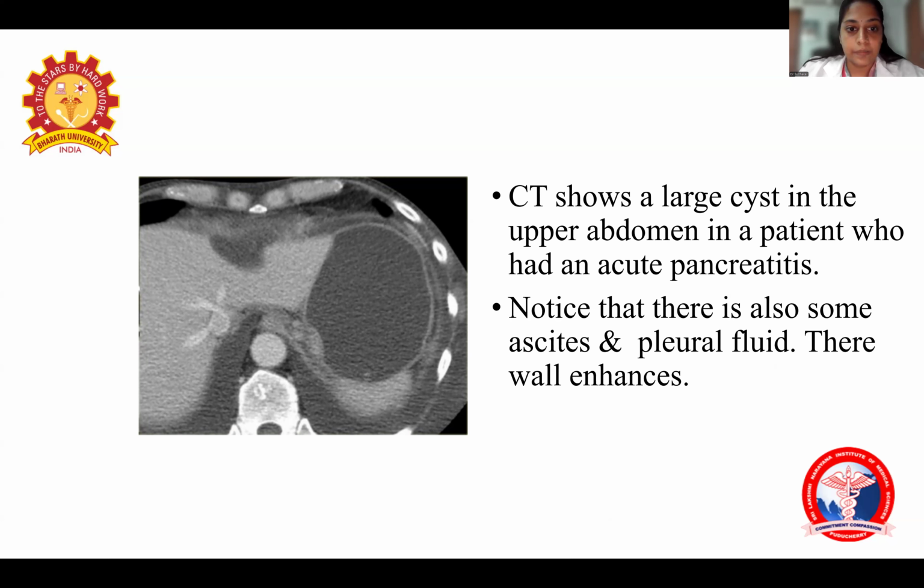acute pancreatitis. How do we say acute pancreatitis? We can see that there is effusion here. There is pleural and ascites. So this is a patient with acute pancreatitis, as I have said. You can see this ascites here and pleural effusion.